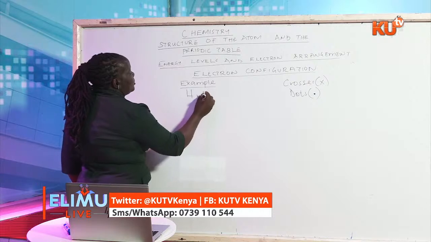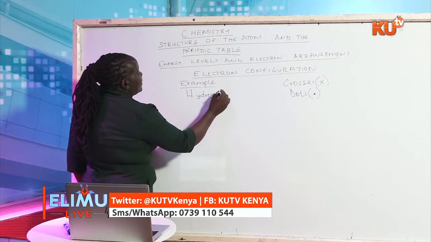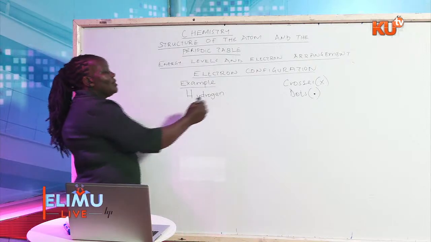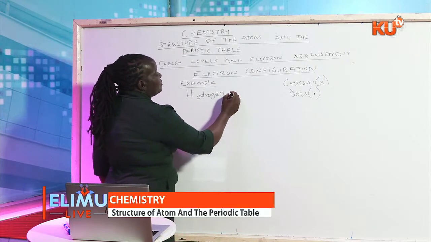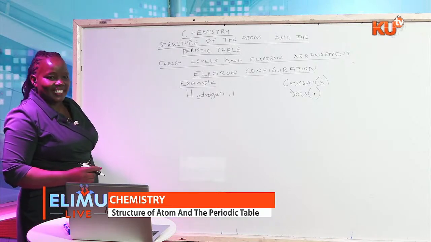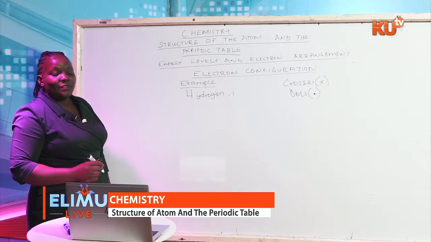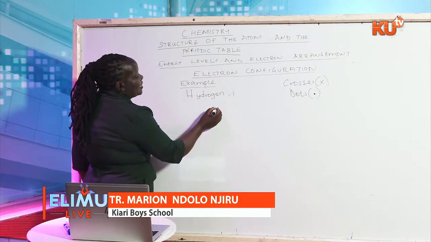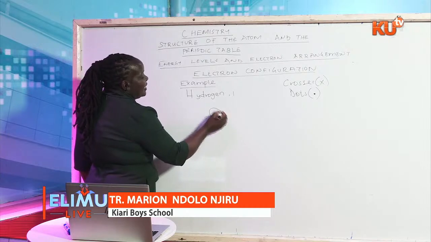So we have hydrogen, and from the above example, we have said that it has an electron arrangement of 1. Now, we looked at the structure of the atom, and we said that in the structure of the atom, we have the nucleus. So even in this case, we must indicate the nucleus like that.